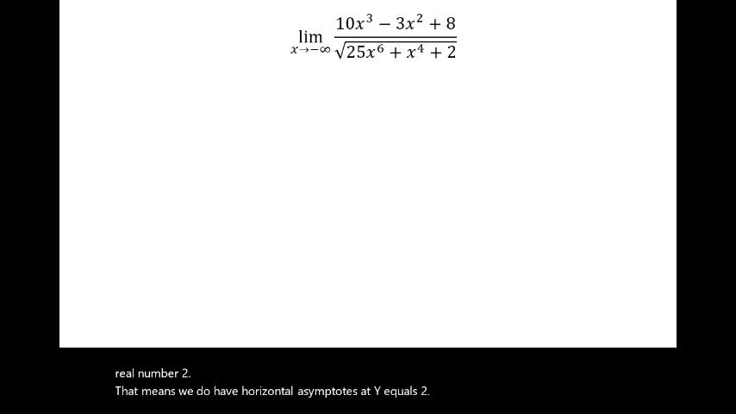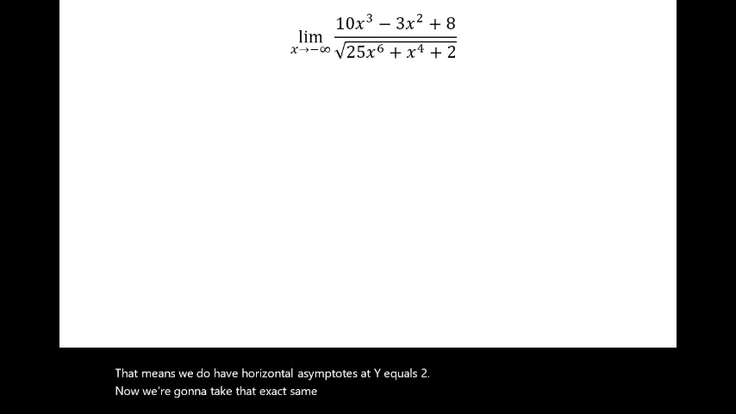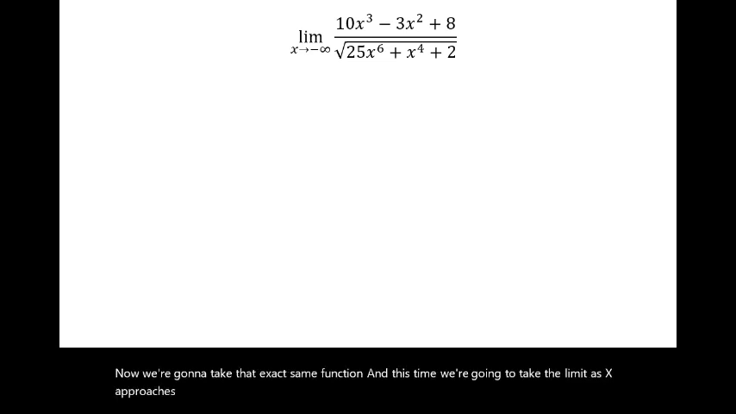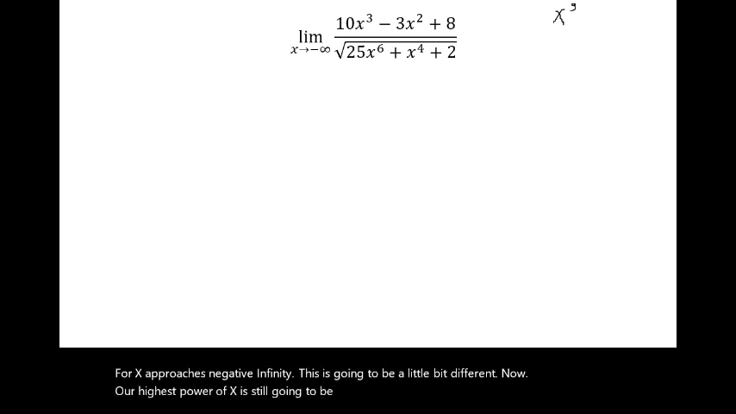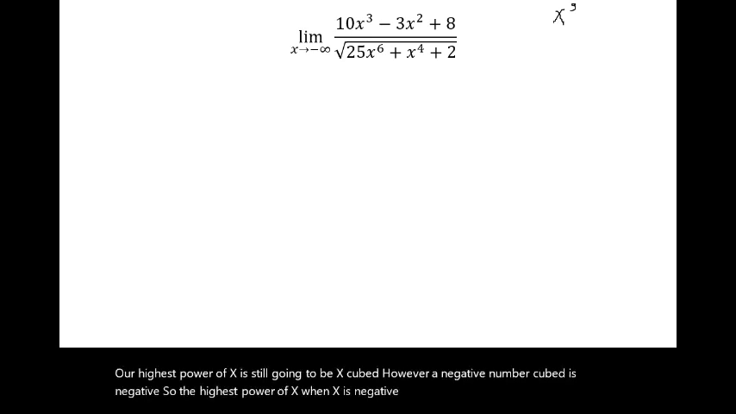Now we're going to take that exact same function, and this time we're going to take the limit as x approaches negative infinity. So for x approaches negative infinity, this is going to be a little bit different. Now, our highest power of x is still going to be x cubed. However, a negative number cubed is negative. So the highest power of x when x is negative infinity is actually going to be negative.